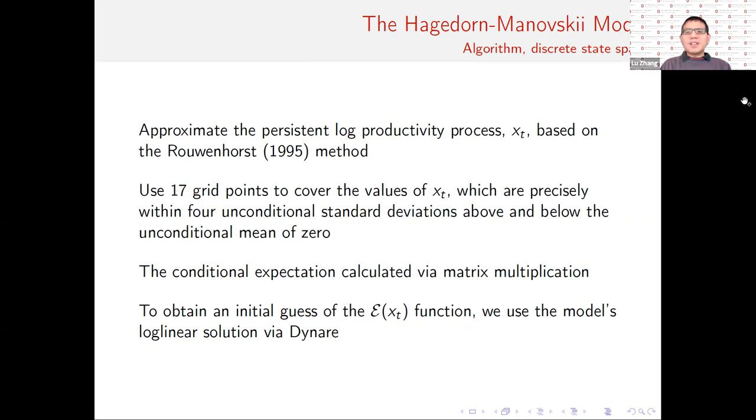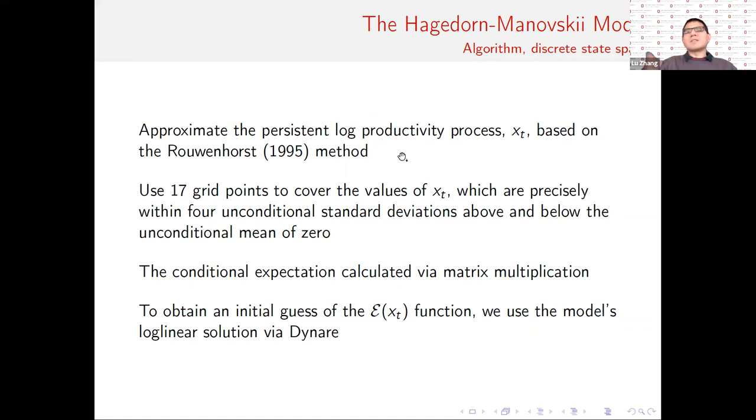A bit more computational details, because this is an article published at the Quantitative Economics journal. So we approximate the persistent log productivity process x_t based on the Rouwenhorst method. And in the paper, we've gone through great detail to show that the Rouwenhorst method is much more accurate than the popular Tauchen as well as the Tauchen-Hussey method. The reason is that the persistence of the log productivity process in monthly calibration is much higher than 0.9. Any level above 0.9, the Tauchen and Tauchen-Hussey methods are gonna induce quite a bit of noise, whereas the Rouwenhorst method is quite accurate.